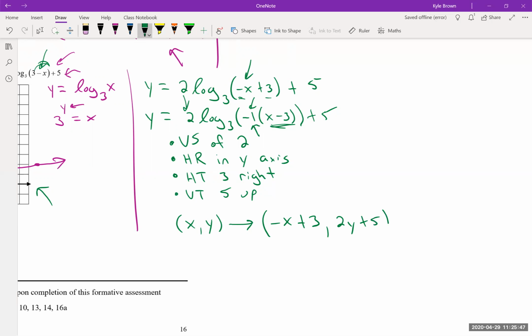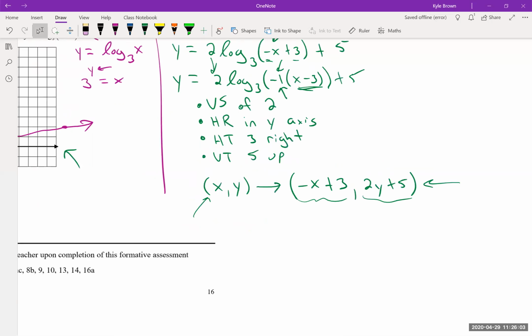So that'd be plus 5. So there we go. There's my key, right? Once you get this, it's pretty simple math from here, as long as you don't make a mistake. But from here, any point that was on that original, just put that point into this, and then we can figure out where it'll be in the end.